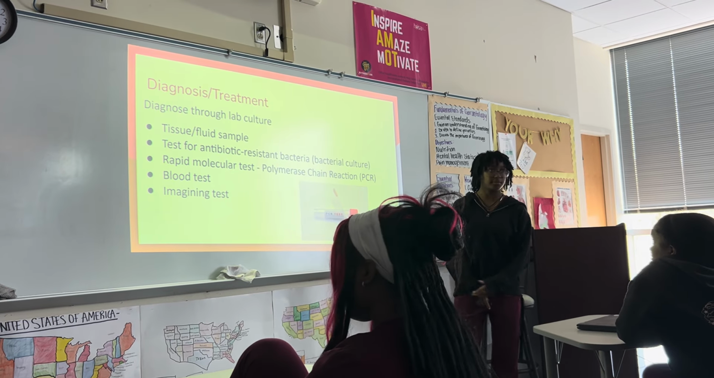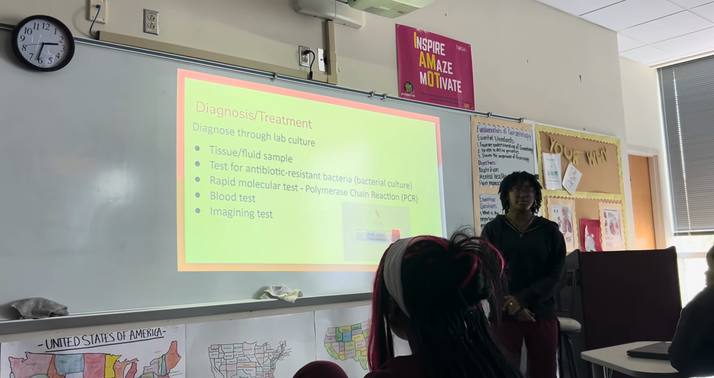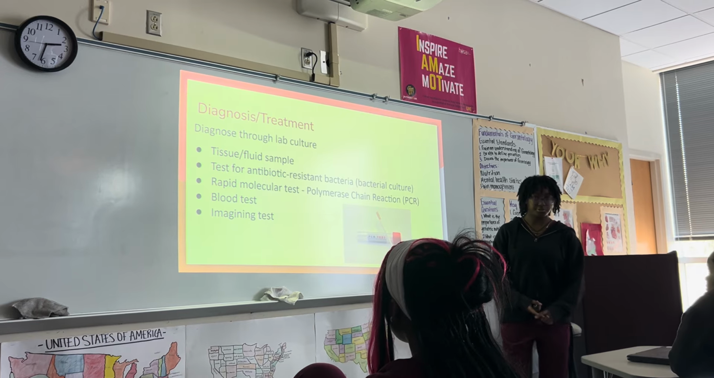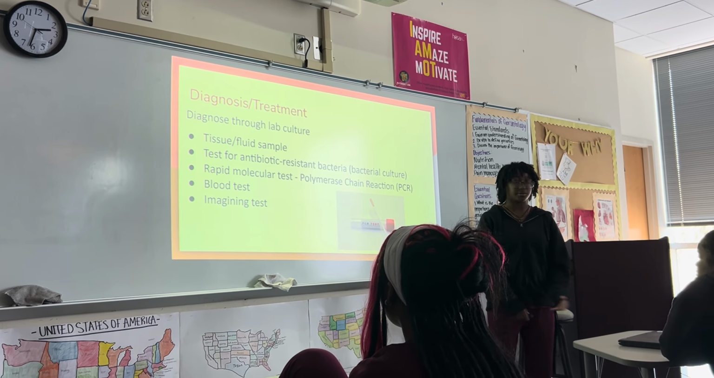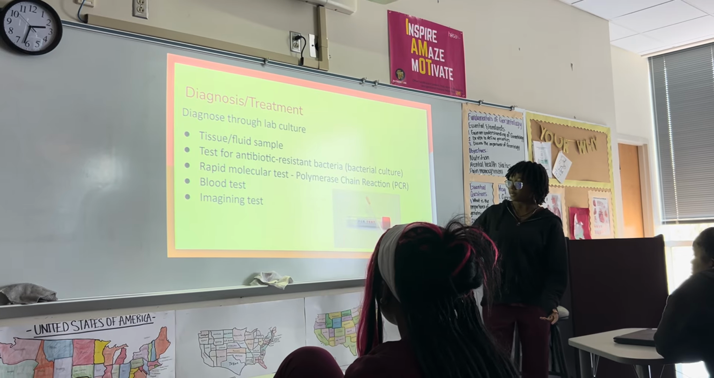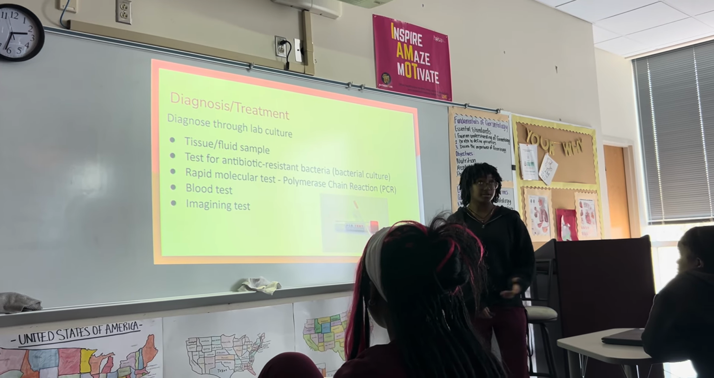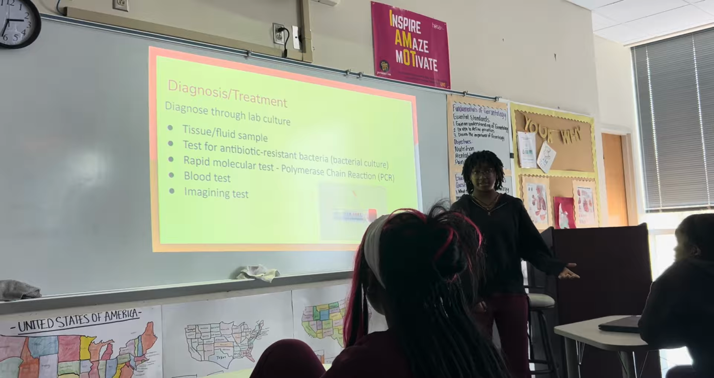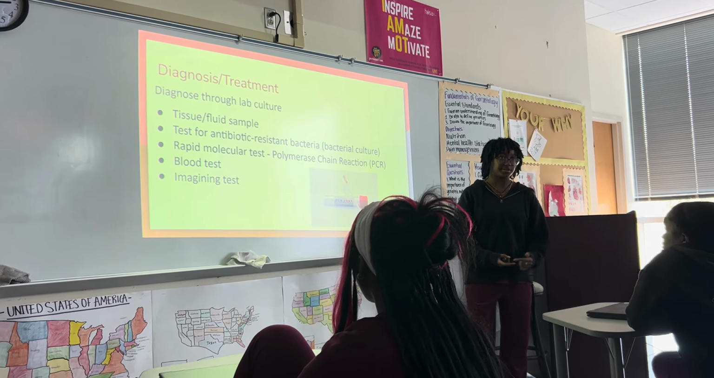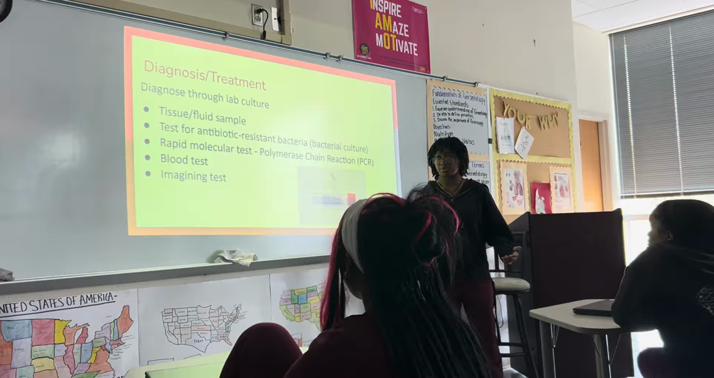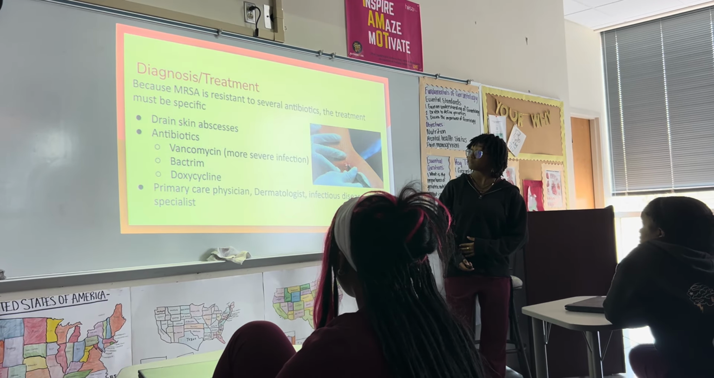Diagnosis is often through lab culture. The primary physician will get a sample from the infected wound, the tissue or the fluid, and they test for the antibiotic that the bacteria is resistant to, which is a bacterial culture. They often use a rapid molecular test, usually PCR, to test for this. Also, if the physician has reason to believe that the infection has gone deeper into the bloodstream, they use a blood test. Or if the bacteria has gone into organs or bones, they do imaging tests like X-rays or MRI.